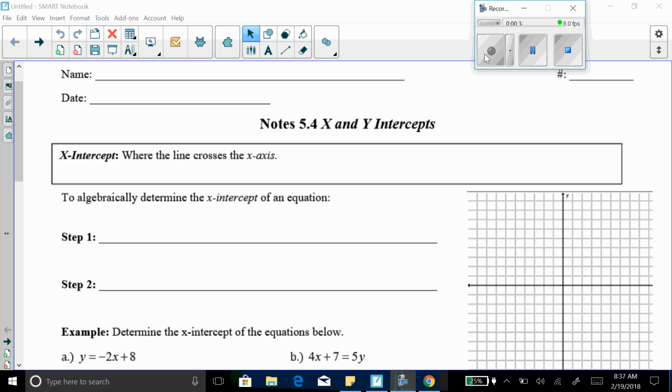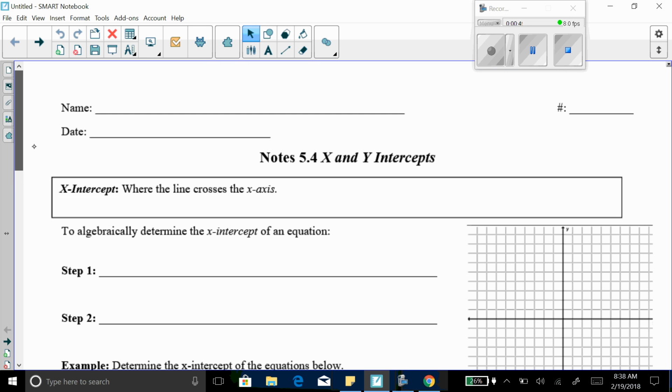So when you're done doing the notes, you should be going to Castle Learning and doing the assignments that say intercepts and slope. Those assignments are your homework. I am counting them as grades, so you want to take your time with those and not rush through them. You can use your notes, this video, anything to help you on it. And there's also hints on there as well. All right, so let's jump into X and Y intercepts.